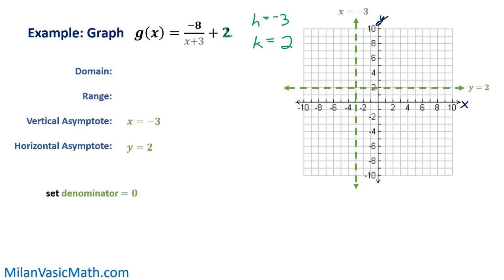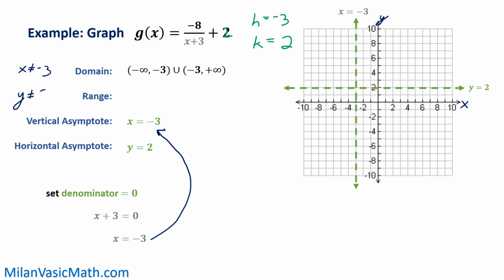We also could have determined the vertical asymptote by setting the denominator equal to 0. So x plus 3 equals 0, solving that, and we get x equals -3. So that would also give us the same asymptote. And since the asymptotes are related to the domain, we cannot substitute. The domain would be that x can't be -3. I wrote it in interval notation where we're excluding -3. And the range is that y cannot be equal to 2. Or you can write it this way in interval notation.